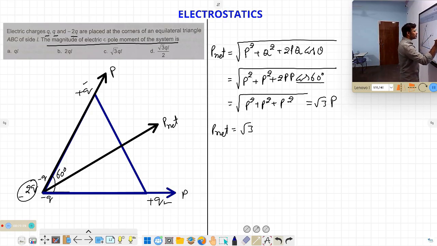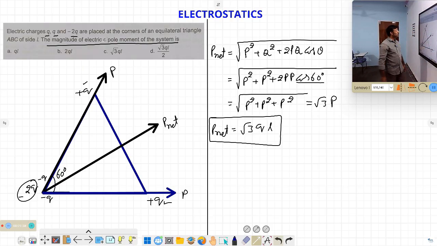So the net dipole moment at that point is equal to root 3 times P, the dipole moment. Dipole moment we can write in terms of charge into length. What is the length here? The length of the triangle side, that is L. So root 3 QL is the answer to your question. So option C is correct according to the given options.